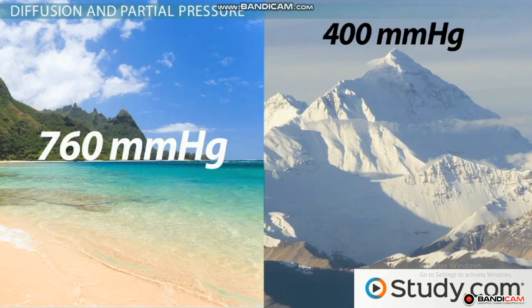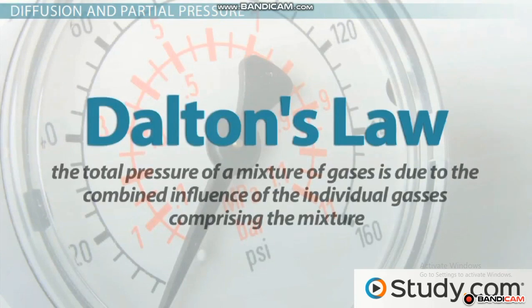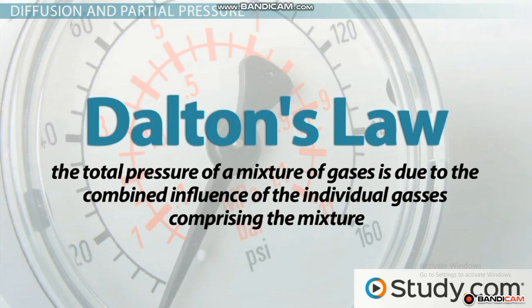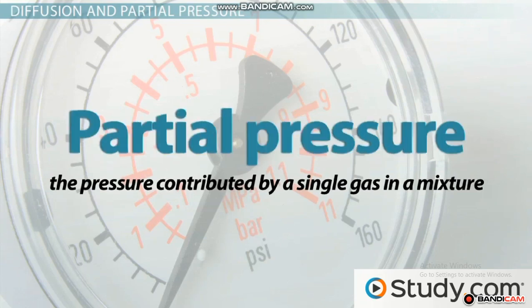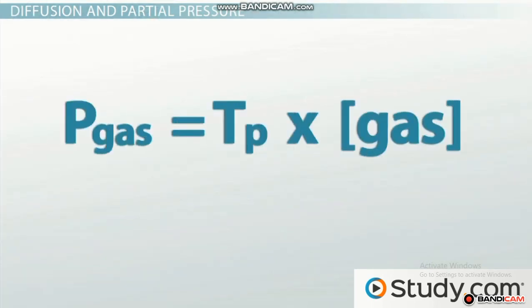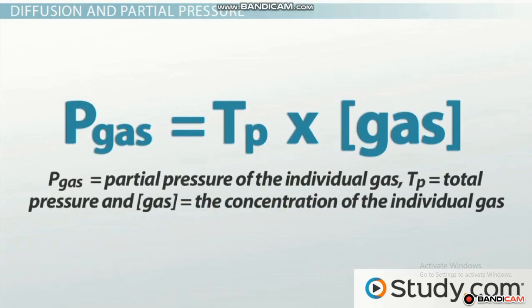A central tenet here is Dalton's law, which states that the total pressure of a mixture of gases is due to the combined influence of the individual gases comprising the mixture. The pressure contributed by a single gas in a mixture is called the partial pressure of that gas. The equation for partial pressure is: partial pressure of the gas equals the total pressure multiplied by the concentration of the gas, where P sub gas equals the partial pressure of the individual gas, P sub T equals the total pressure, and [gas], with the brackets around it, refers to the concentration of the individual gas.